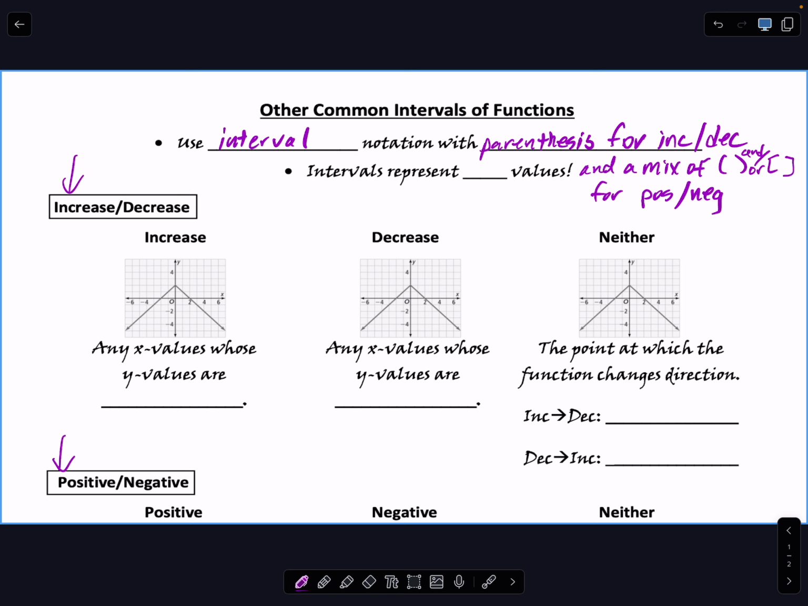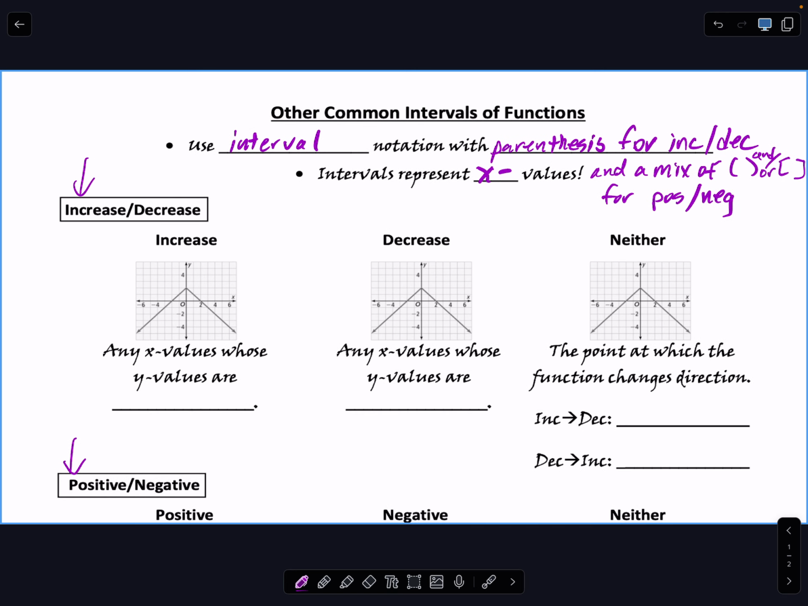The intervals are always about the x values. Always, always, always. Okay, for increasing and decreasing, again, always use parentheses. So no matter what the value is, you always have parentheses as you describe increasing and decreasing intervals. Always parentheses.